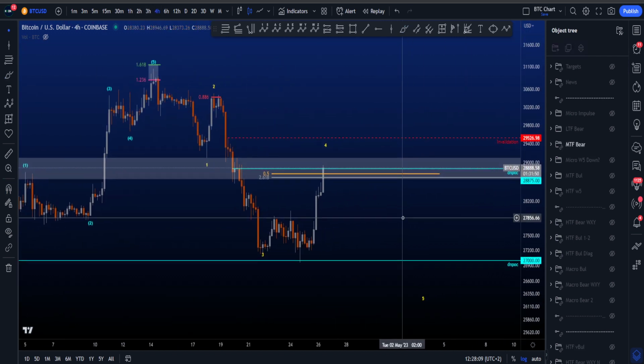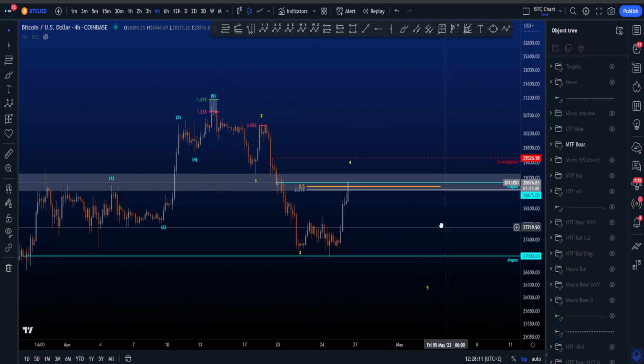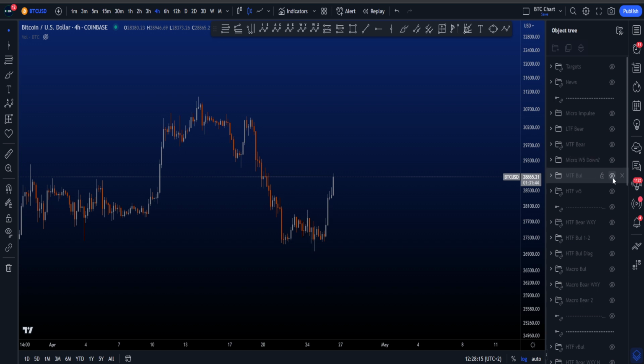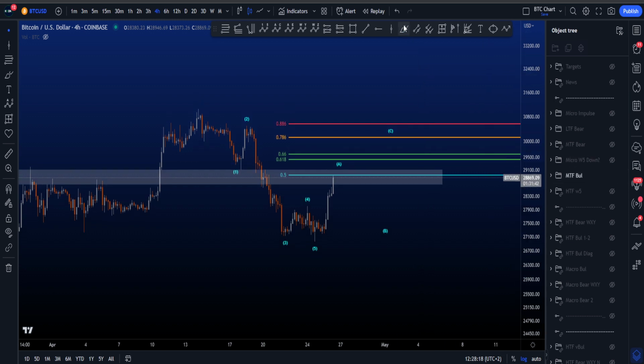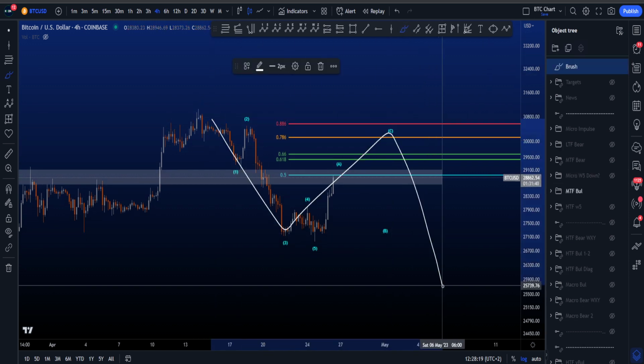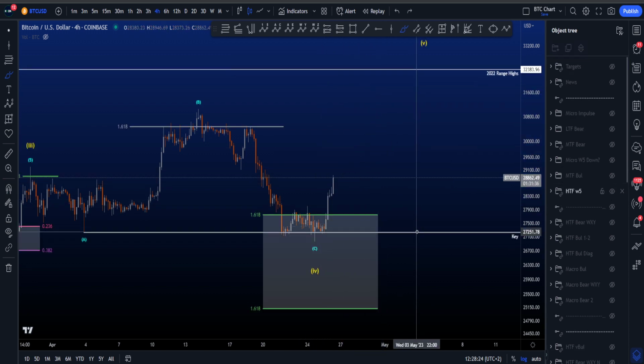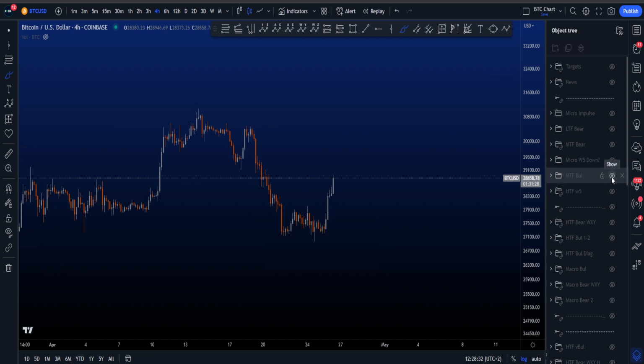So this scenario as it stands now is becoming less and less likely, where either the ABC that we have is the most likely scenario at the moment, or continuation to the upside in a potential wave 5 is the most probable scenario that we have. Now, how can you determine which one is the most likely one?